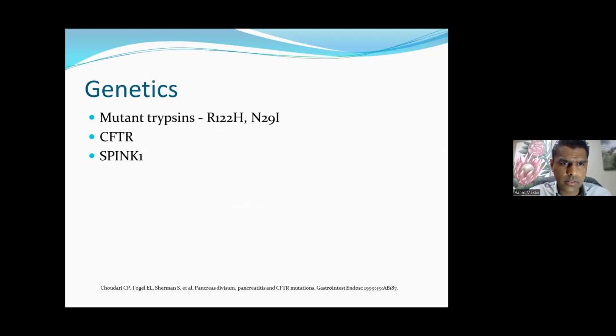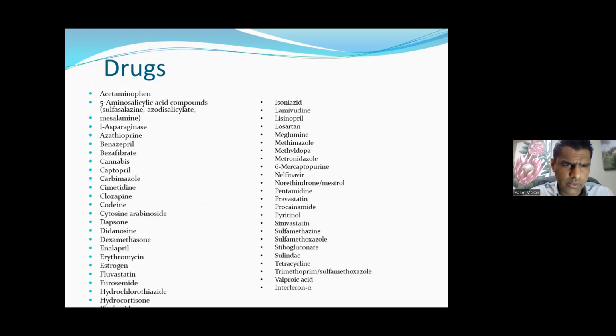So the genetic causes are your mutant trypsins, which are the R122H and N29I genes, your CFTR, which is your cystic fibrosis gene, and then SPINK1 mutations that can cause pancreatitis. There's a long list of drugs that can be associated with pancreatitis. So one should always screen the patient to see if the patient is on any of these drugs, if you have a patient with pancreatitis.